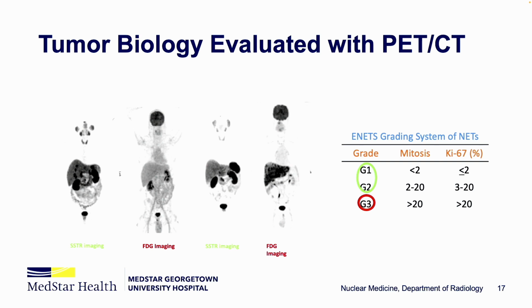And this is just one example of that. This is a patient that had a Dotatate PET and FDG PET. The Dotatate PET shows liver lesions here, but these lesions do not show up on an FDG PET.